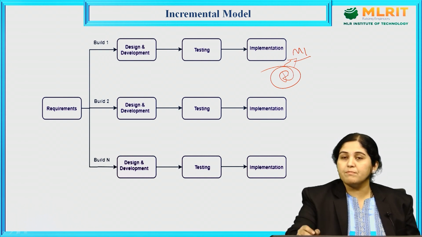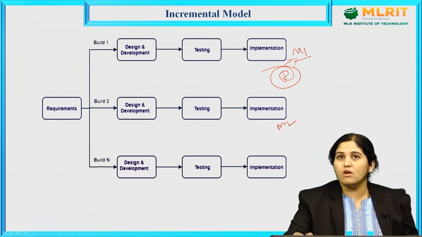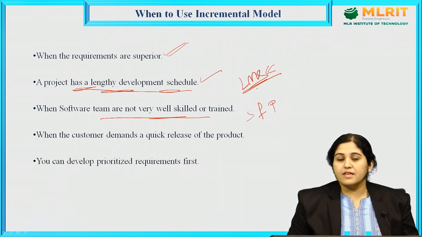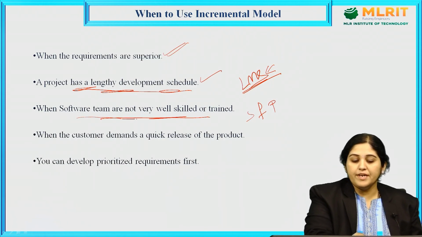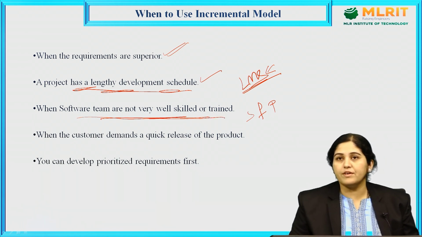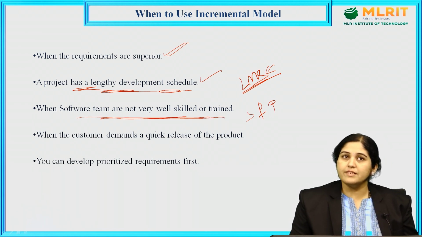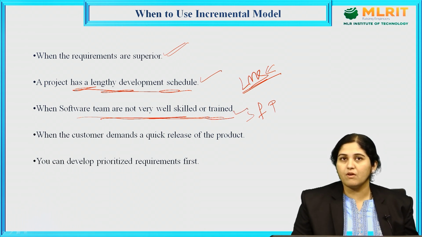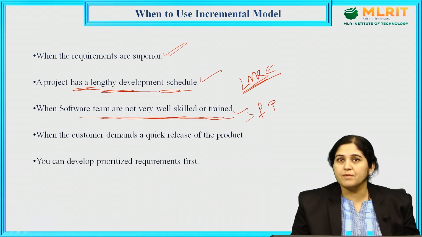Some of the people can also work on model 2, and some are working on model 1. Based on this, they have mentioned that the software team are not very well skilled or trained. So if they have little knowledge about how to develop a model and how to test the model, fewer resources are also useful. Even if we have less skilled or trained people, we can use them for the incremental process model.